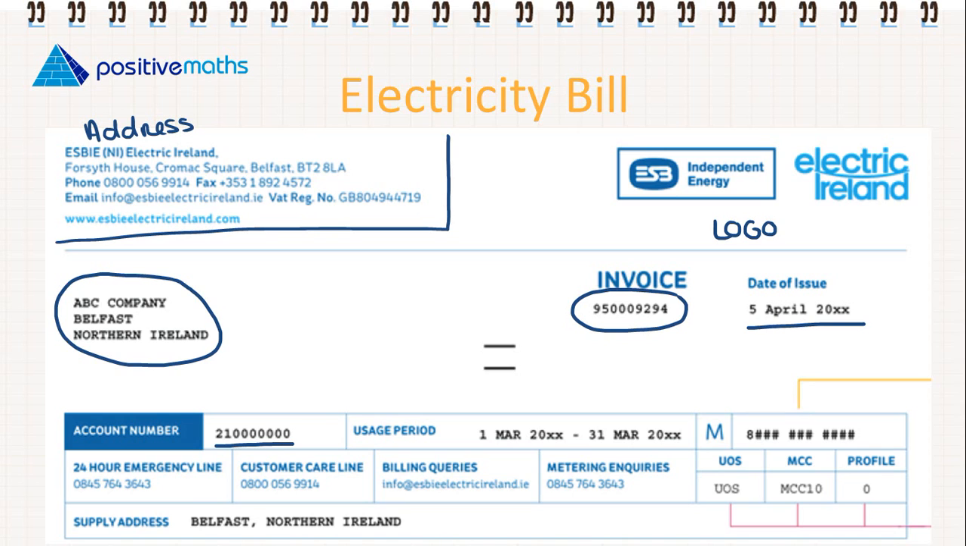And here we have the usage period. This is really the bill for the units between the 1st of March and the 31st of March, so this is over a 1 month period. A lot of other details on this, like we have emergency phone lines, customer care lines, billing inquiries, so just contact details and supply address.